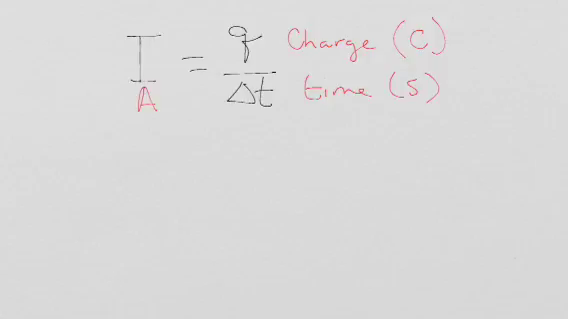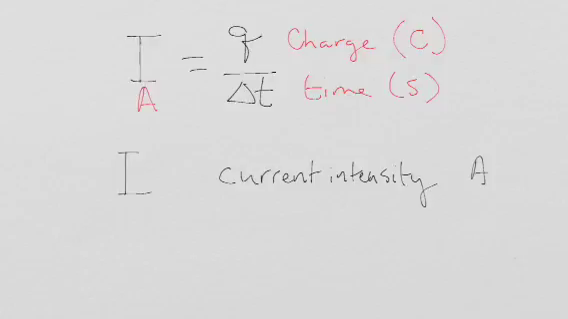So if we start off here, I stands for current intensity. And it is measured in amperes, right? Q stands for what? Q stands for charge. And I would accept electrical charge there because that means the same thing. What is Q measured in? Coulombs. And then our last one, delta T.